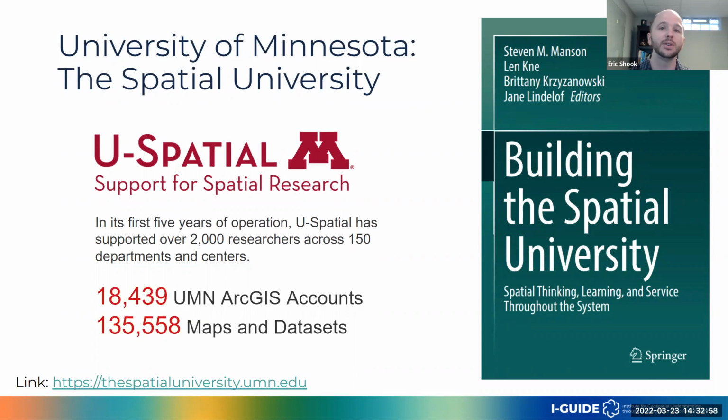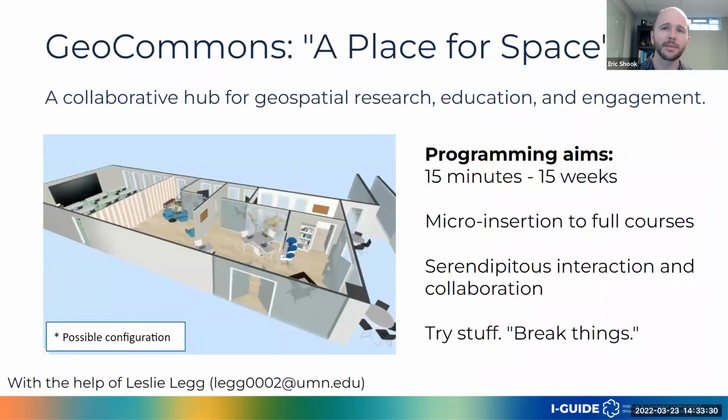In its first 5 years, GeoSpatial supported over 2,000 researchers across 150 departments and research centers. Currently, they maintain over 18,000 ArcGIS accounts. This is 18,000 geospatial and geospatial-adjacent researchers, students, postdocs, and staff members that are creating maps and geospatial data sets, over 135,000 of them. If you want to read more, go to spatialuniversity.umn.edu. But really what I want to talk about is the GeoCommons.